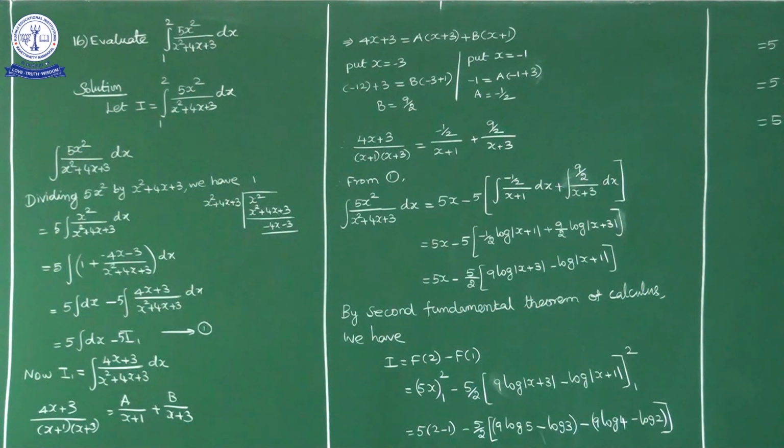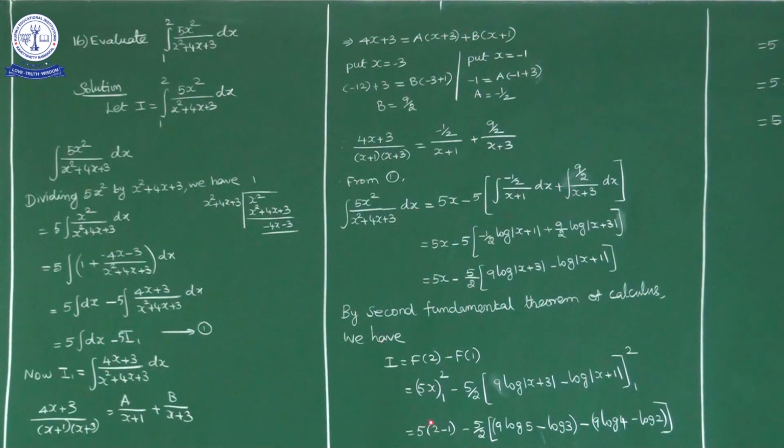Okay. But this is antiderivative of this part. So by second fundamental theorem of integral calculus, what is I? I is equal to f of 2 minus f of 1, because lower limit is 1 and upper limit is 2. So f of 2 means in this place we have to write 2, and f of 1 means in this place of x we have to write 1. So what we get? 5x from 1 to 2 minus 5 by 2. This part lower limit as 1 and upper limit as 2.